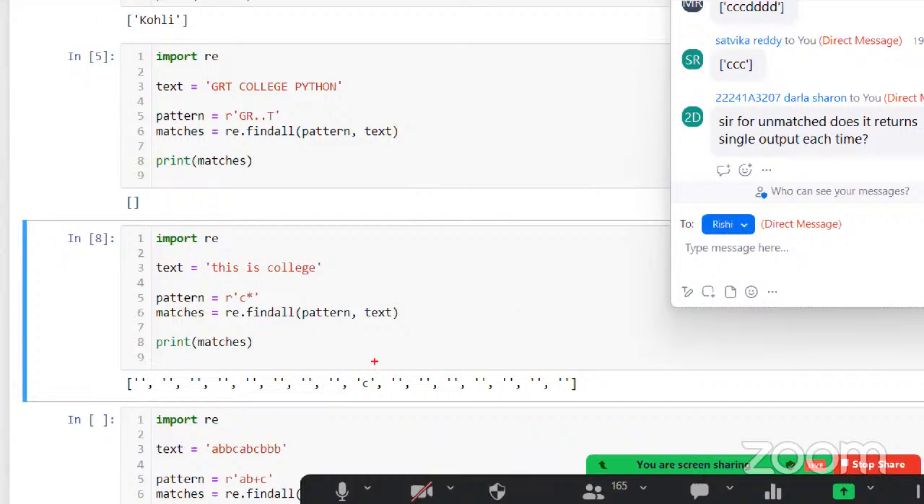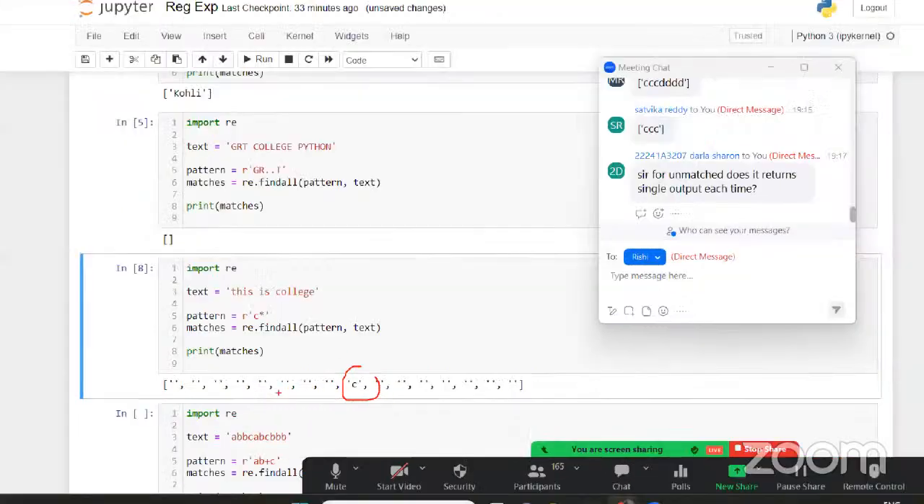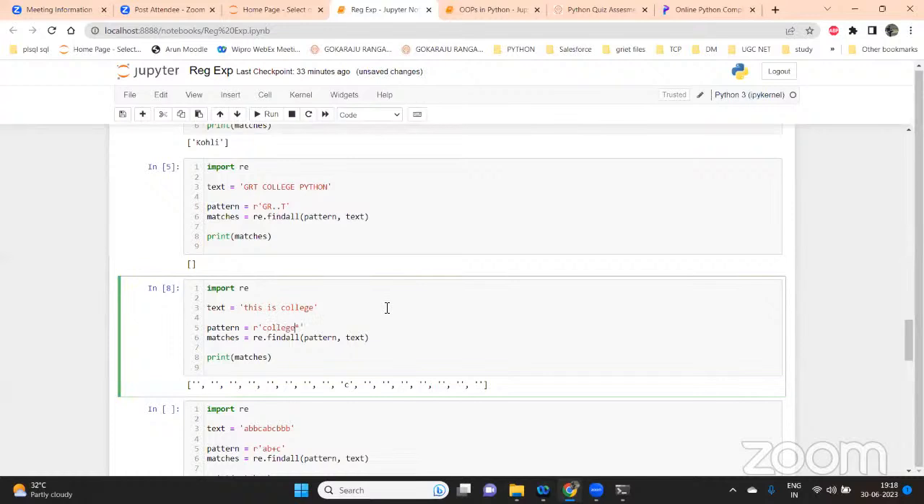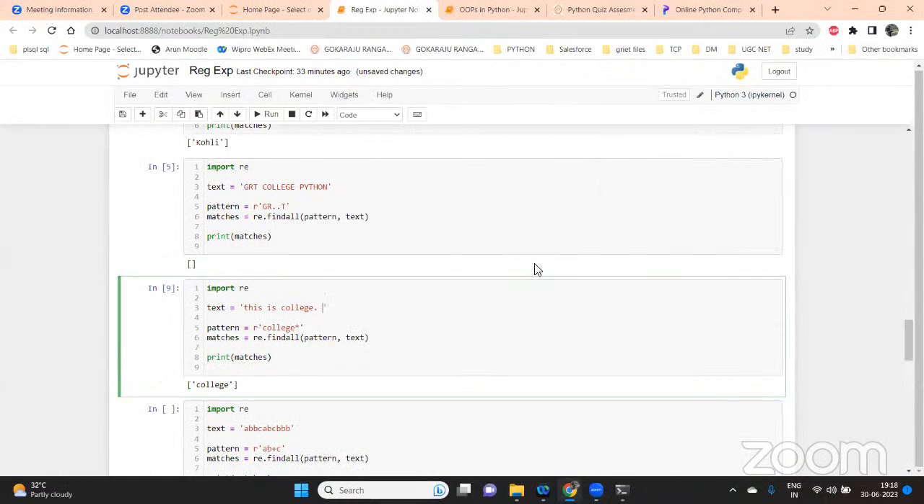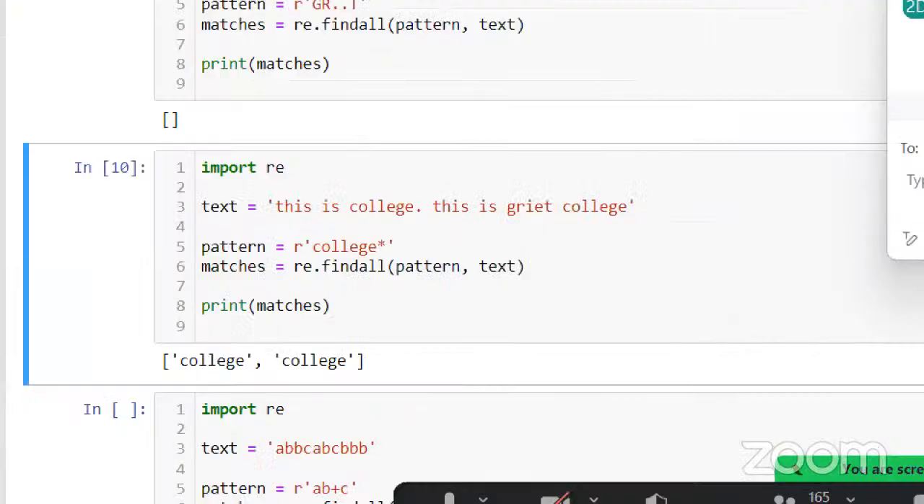So here what is matching? C is matching. Remaining characters are not matching. So obviously it gives an error. Suppose I make it like this, does it give me the output? So what is it returning? It is returning the matched character. Suppose I write, this is college, this is GRIET college. So your question, I hope you understood. For every match, it is returning a list of values. So college is repeating twice here, so it is creating a list of 2 values with the same name. Got it?